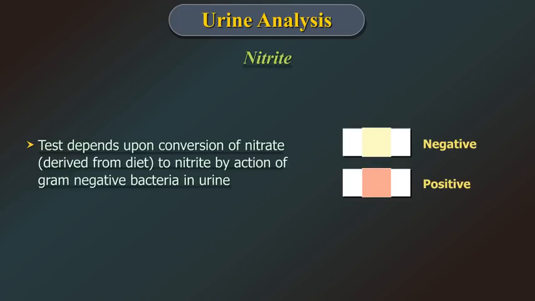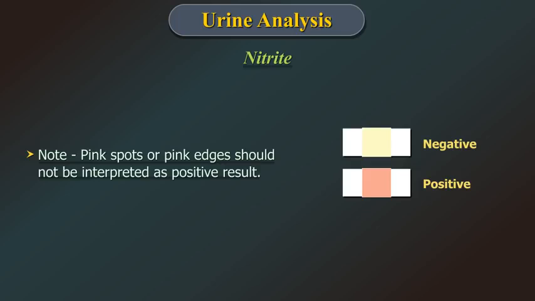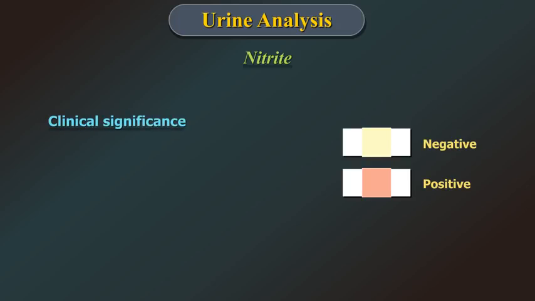Ehrlich's test. Nitrite. The test depends on the conversion of nitrate derived from the diet to nitrite by the action of gram-negative bacteria in urine. At the acid pH of the reagent area, nitrite in the urine reacts with p-arsenilic acid to form a diazonium compound which gives a pink color. Please note, pink spots or pink edges should not be interpreted as positive result. The clinical significance is to detect gram-negative bacteriuria.